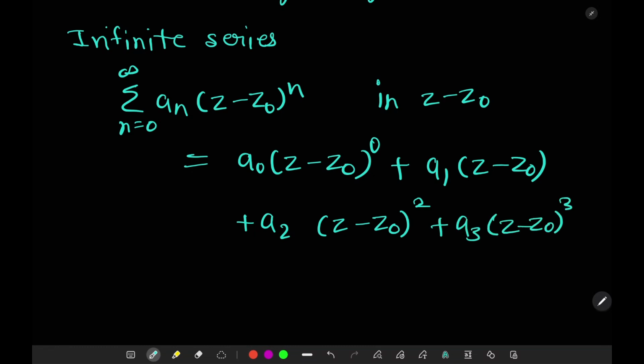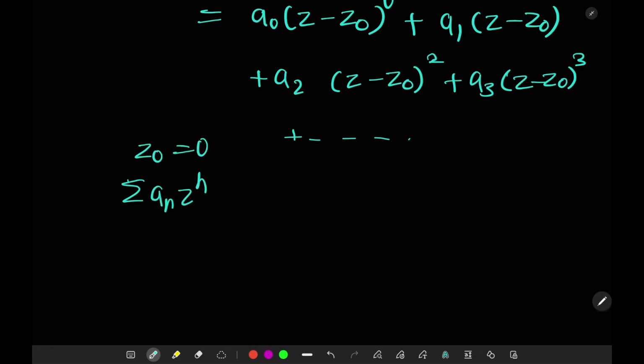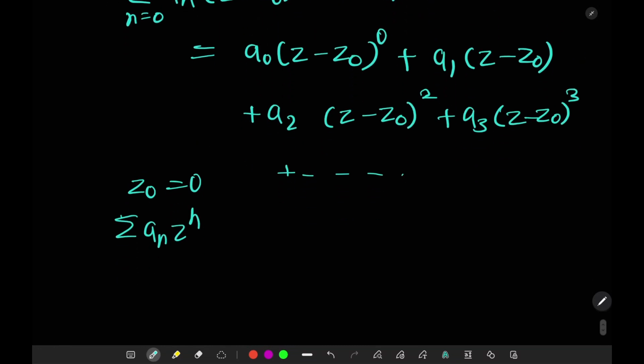(z - z0) whole power 3, up to so on. Here at center z = z0 = 0, we can write this summation as a_n z^n, and on expanding this we get this term.